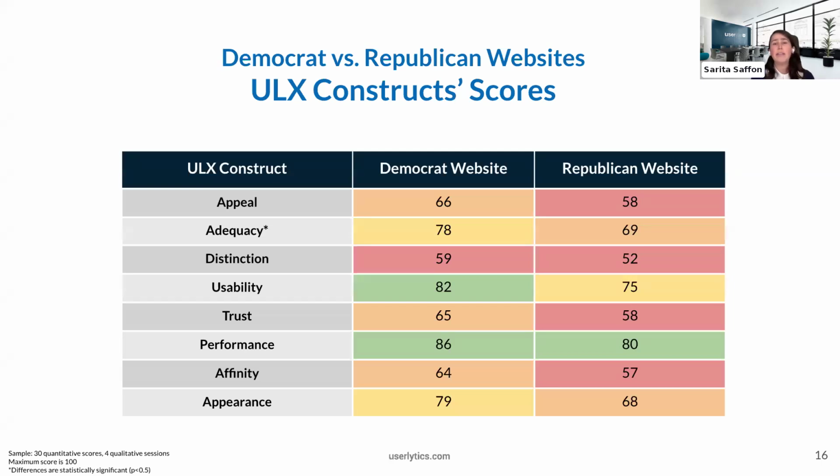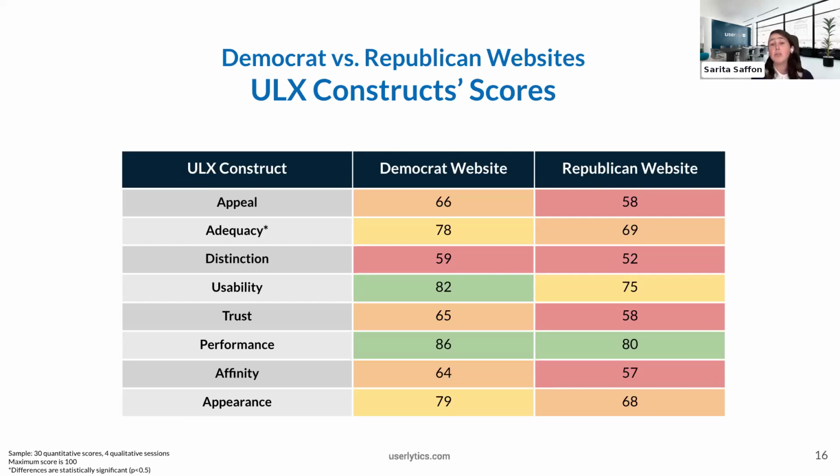When taking a deeper look at the constructs that compose that ULX score, we can see that the Democrat website obtained higher ratings than the Republican website in all of the constructs, especially in terms of adequacy and appearance, with a difference of 9 and 11 points correspondingly. However, once again, we have to indicate here that only the adequacy construct had a difference that was statistically significant. Therefore, once again, natural variability might be the reason why these differences were presented rather than a consistent pattern or effect from the actual website experience.